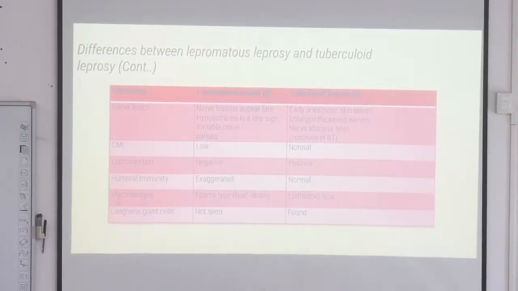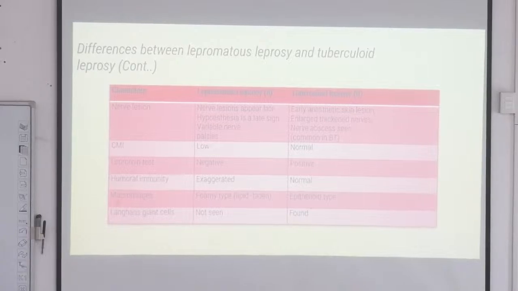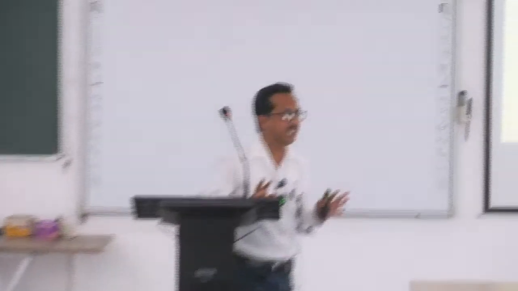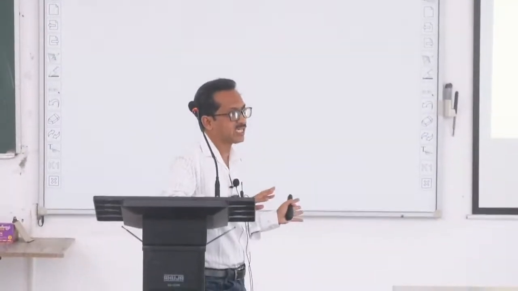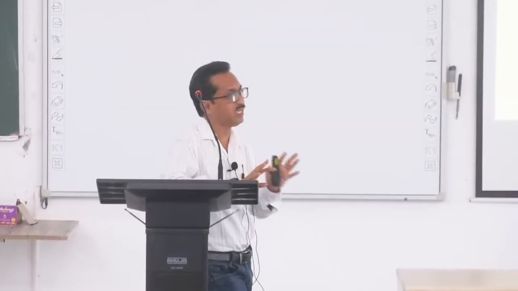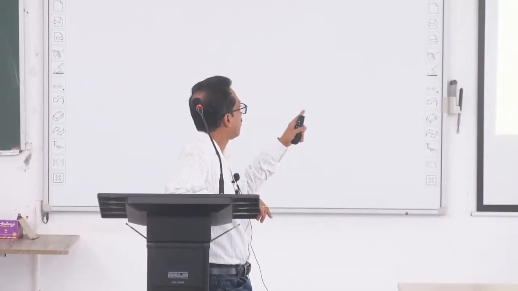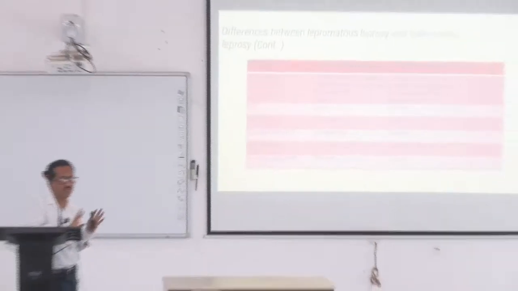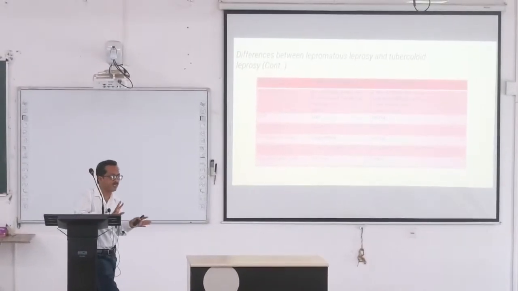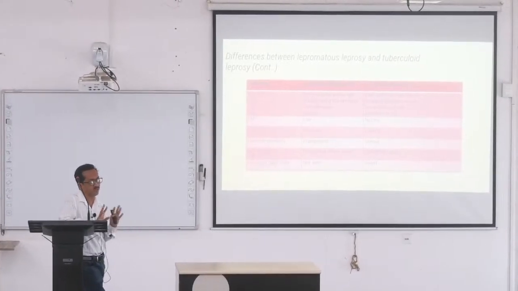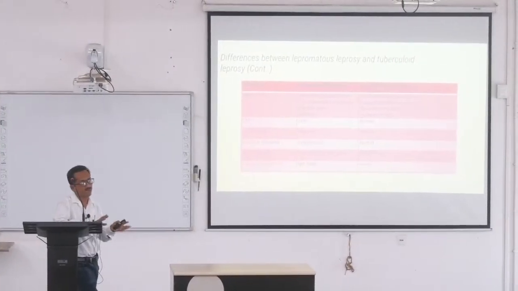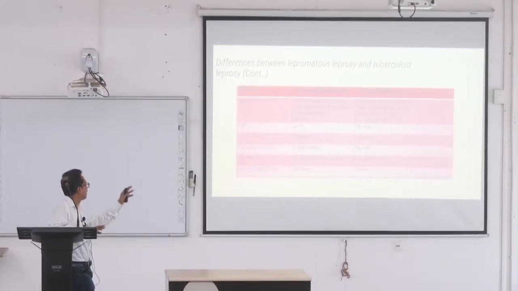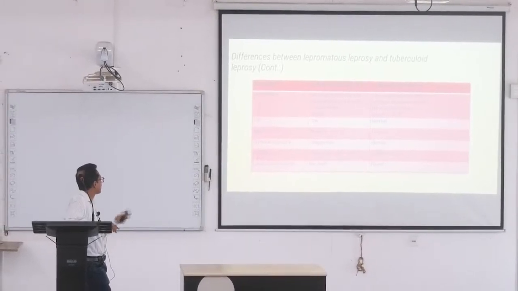CMI, cell-mediated immunity, is low in lepromatous type and normal in tuberculoid type. So how do we test cell-mediated immunity? We test it by doing the lepromin test. The lepromin test is negative in lepromatous type, but positive in tuberculoid type.